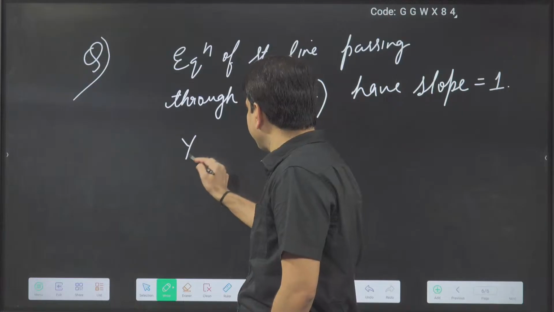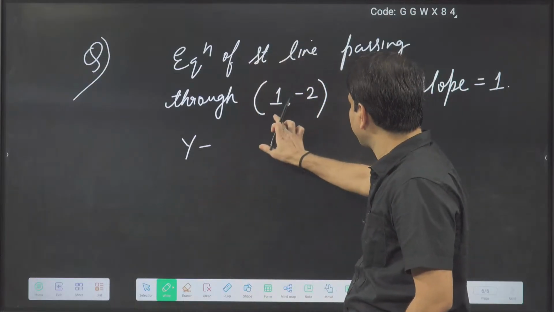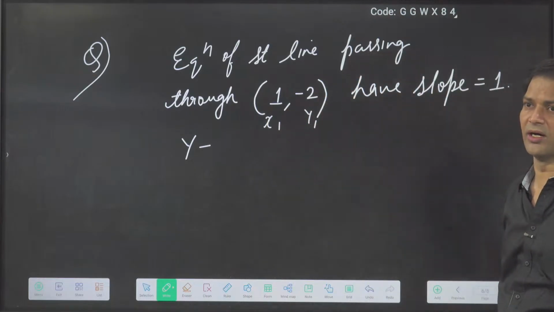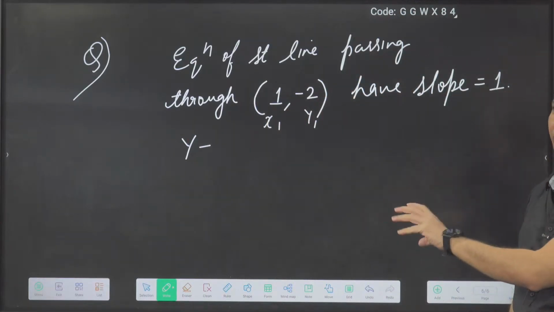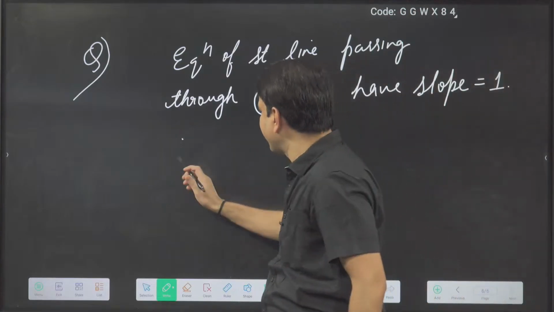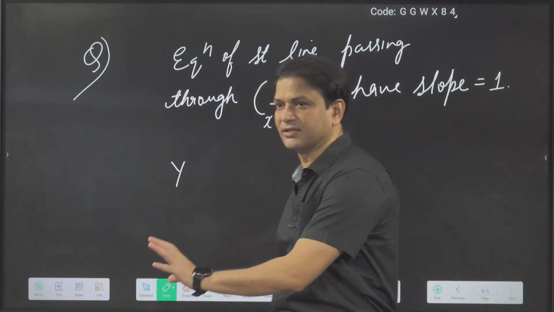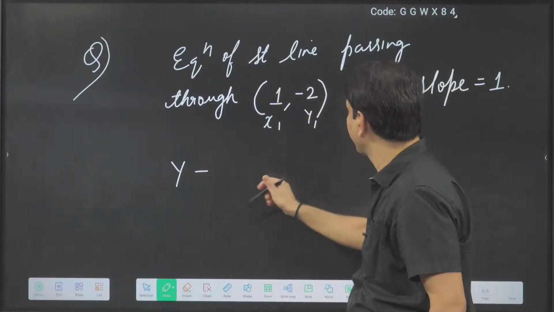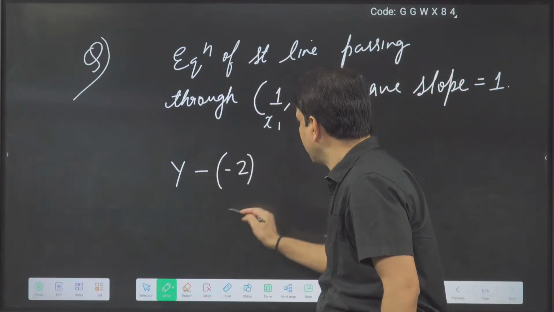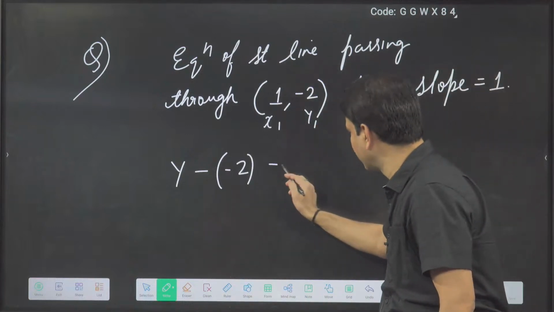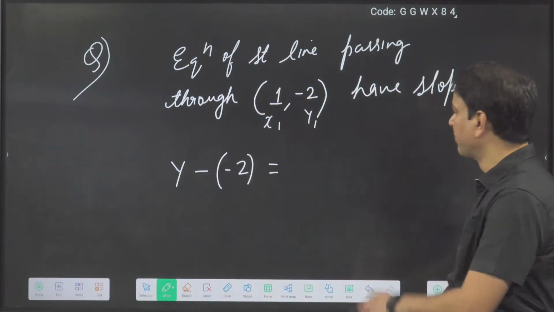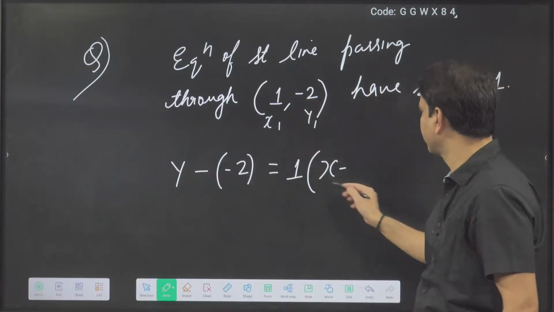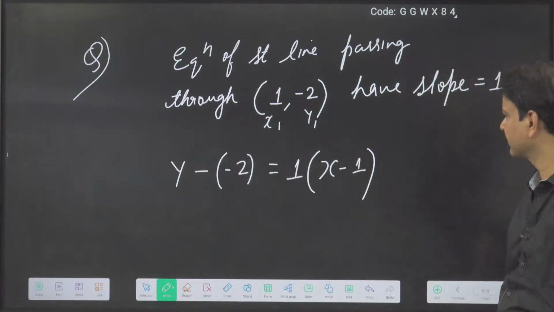So y minus y1. First, x1, y1 means what? x1 I can take 1, and y1 I can take minus 2. According to the point, x1 is equal to 1, y1 is equal to minus 2. Okay. Now y minus y1. Y will be as it is. In the equation of straight line, y will be there. Y minus y1. What is the y1? Minus 2. So y minus y1 is equal to m. What is the m? Slope is 1. M times x minus x1. What is the x1 value? X1 value is 1. Okay. So this we got.